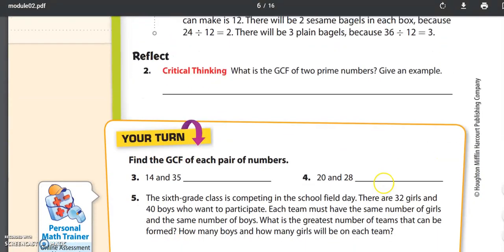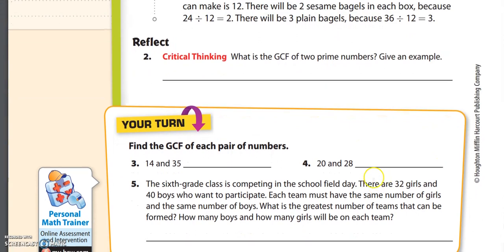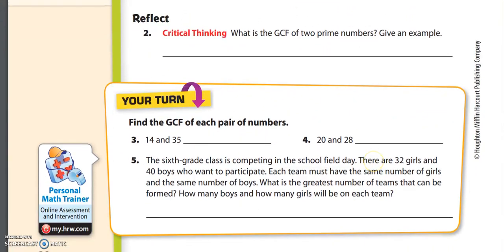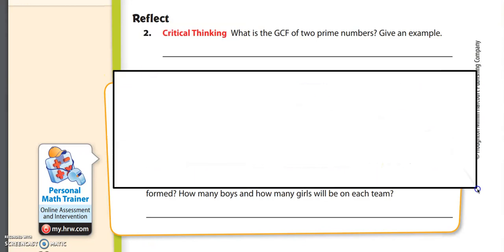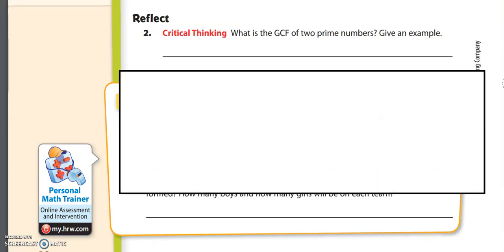Well, there's a reflect question first. It says, what is the greatest common factor of two prime numbers, and give an example? Let's go ahead and think of a couple prime numbers and then figure out their GCF. So a prime number would be something like 5. And let's go with a little bit larger one like 17. Well, the factors of 5 are 1 and 5, and the factors of 17 are 1 and 17.